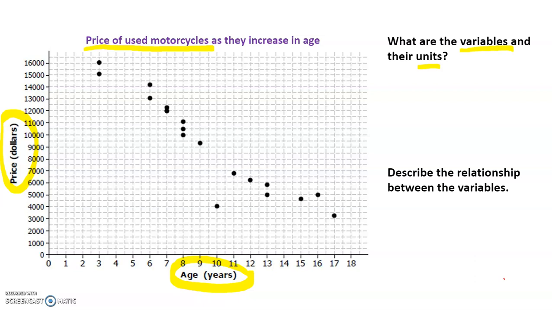So therefore, on our independent axis, which is usually X, our independent variable is the age of the motorcycle, and our dependent variable, which is the standard Y axis, is the price of those motorcycles in dollars.